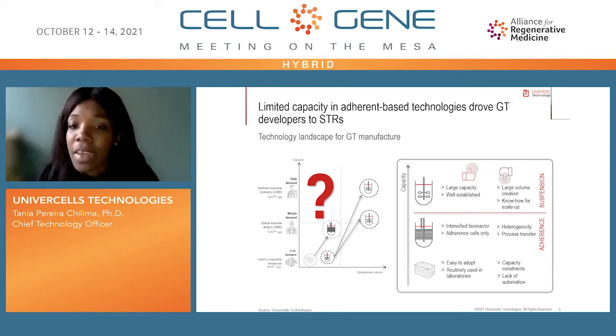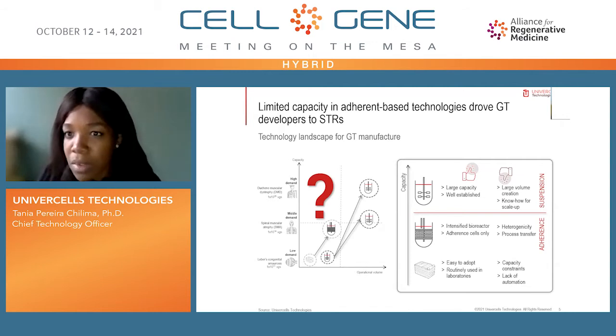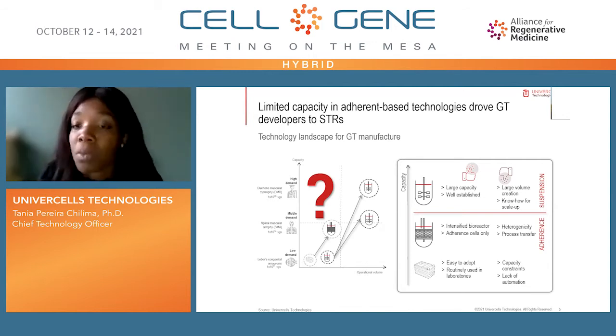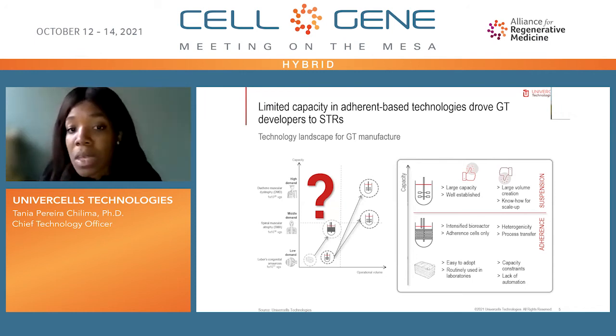Looking at the adherent landscape, we have both intensified packed bed bioreactors and flasks. Of course, flasks are routinely used in labs, so they are quite easy to adopt, but the lack of automation and scalability is a challenge. But when we look at packed bed bioreactors, indeed, they are able to increase the capacity, but they haven't quite been able to cater for very, very large annual demand indications.